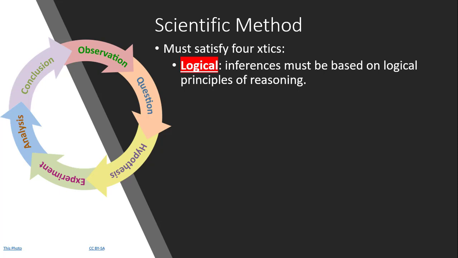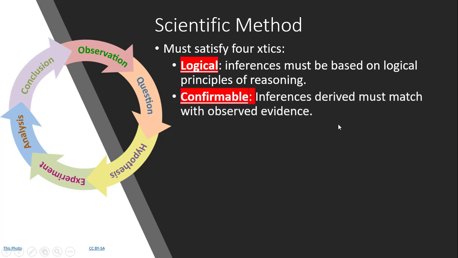There must be logic. We will expect that you conclude that since A equals B and B equals C, then A equals C. When you are explaining why a particular type of result was recorded, the reason given or the argument presented must make logical sense. So the inferences drawn must be based on proper logical reasoning.